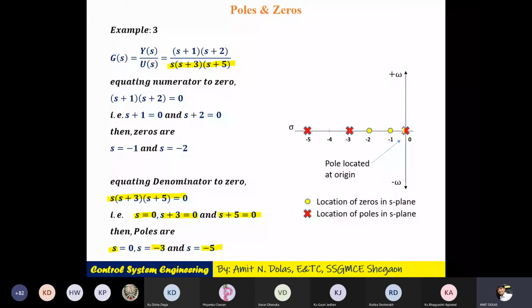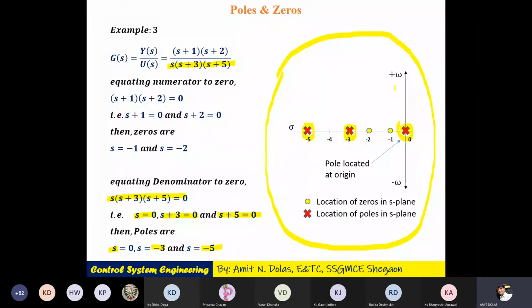So the 3 poles are located by using a cross sign. We use a cross sign for a pole and a circle for zeros. Please remember. So I have located one pole at 0, one pole at -3, and one at -5. So in the S plane, very simple, we can locate zeros and poles. Now what is the meaning of this, we'll see later on.